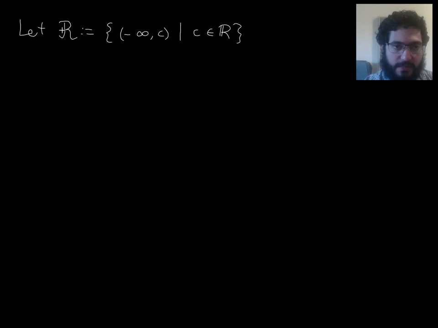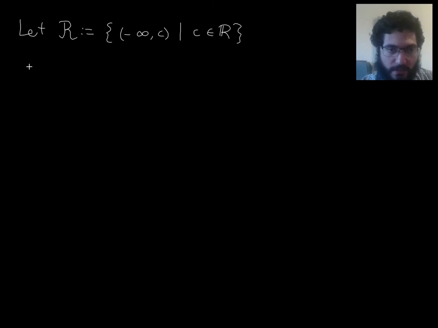So let's define script R. I don't know if that's any good way to write a script R, but that's what I've been doing. Define it to be the collection of intervals of this form: infinite extent on the left, and then they stop at a certain point, and they don't include the endpoint. Okay, so let R be that collection.